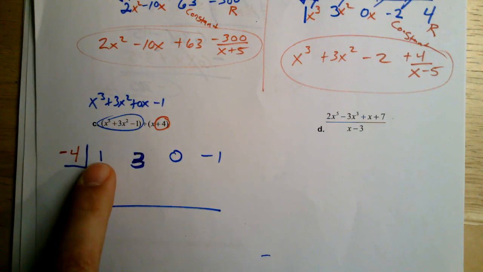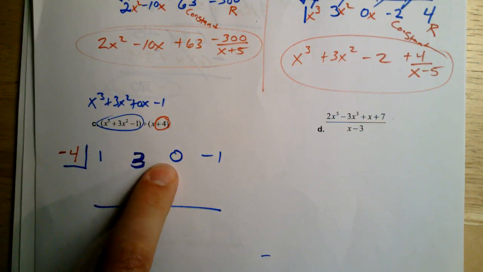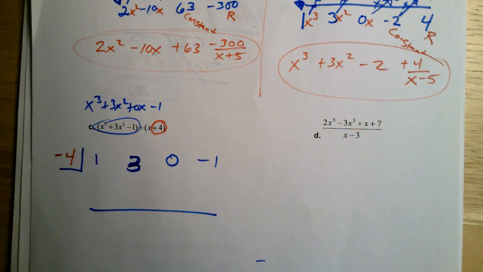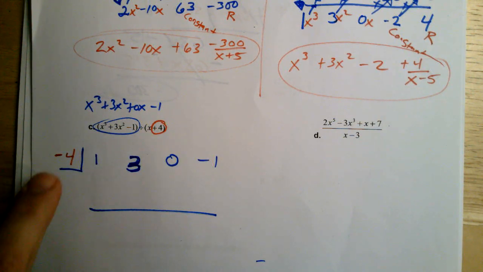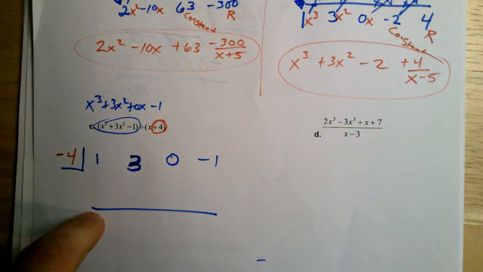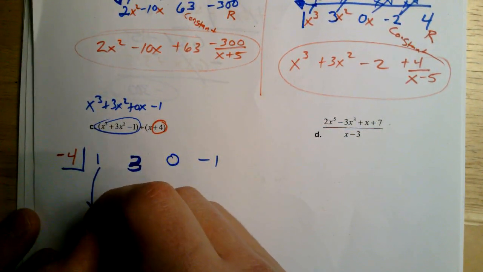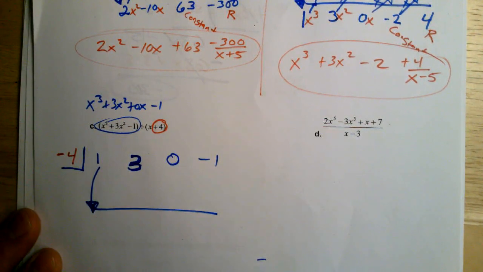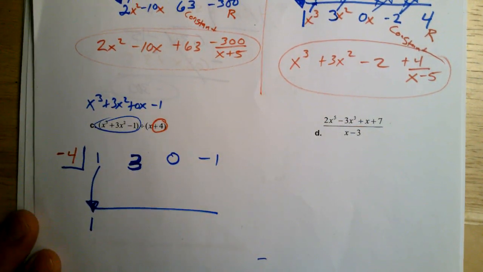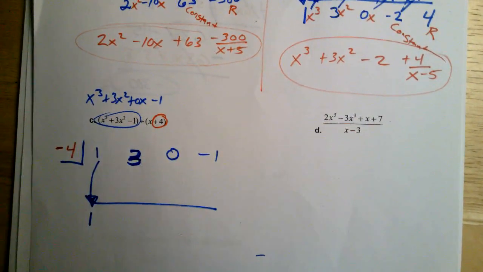So again, I got a 1x cubed, a 3x squared, a 0x, and a negative 1. All right. For me to be able to start multiplying with this number, I have to have a number down here. And that's where we come up with this guy. He drops down. Drop it like it's hot. We got to jump start this thing. So he jumps over the line to get it started.